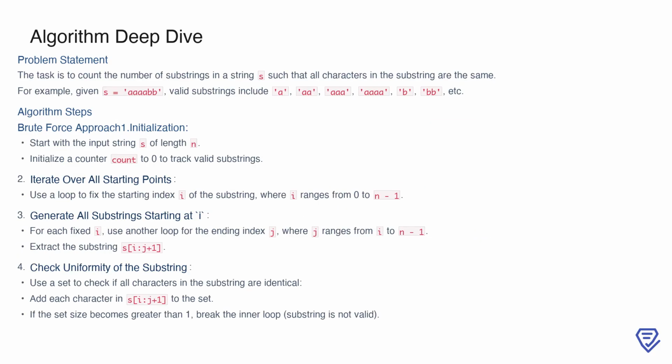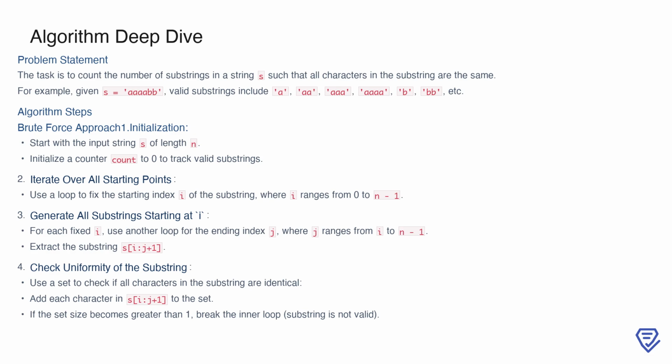The problem we're solving is to count all substrings in a string where every character in the substring is identical. For example, in the string AAB, valid substrings include single-character substrings like A or B, as well as longer substrings like AAA, AA, or BB, as long as all characters in each substring are the same. To start, we'll look at the brute force approach.